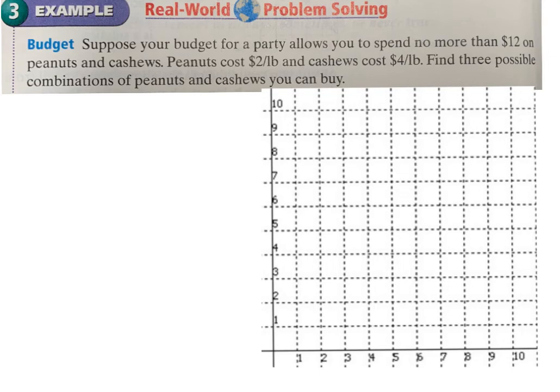So for this, maybe we will just say X is peanuts, and then we will say Y is cashews, all right? And so make sure that you label them if you set up your own variables. And then you're going to set up your equation. $2 a pound, so 2 times X, plus $4 a pound, that's 4 times Y.